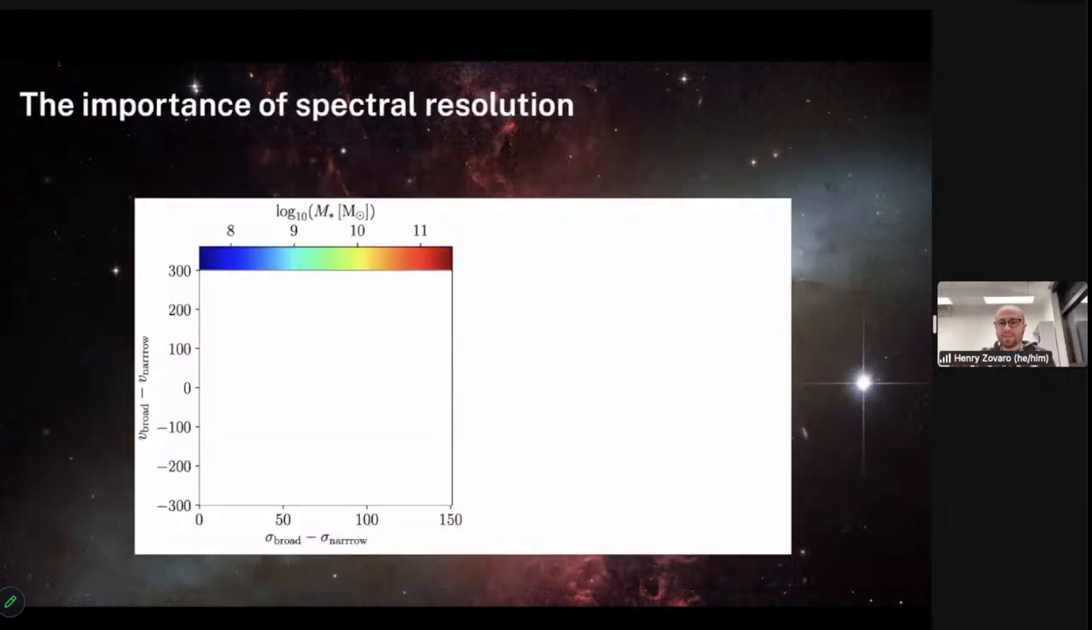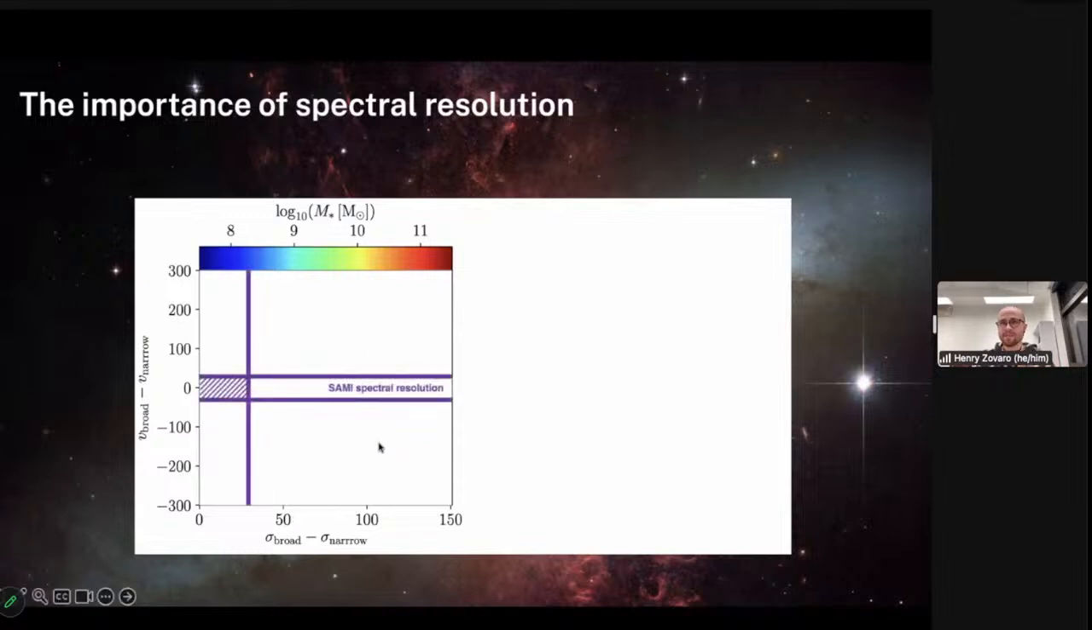So for my last slide, I just really wanted to show a plot that really drills home the importance of spectral resolution and why this work is simply not possible without it. So in this plot here, I'm going to show a bunch of two-component spaxels from SAMI. And on the y-axis, I'm going to show the line of sight velocity offset between the broad and the narrow Gaussian components. And on the x-axis, I'm going to show the velocity dispersion difference between the broad and narrow components.